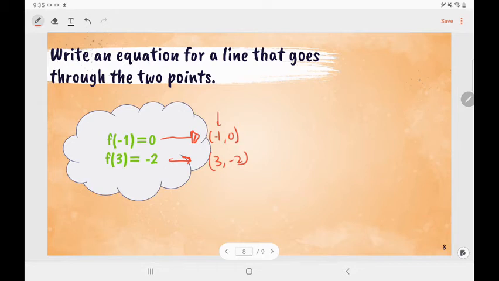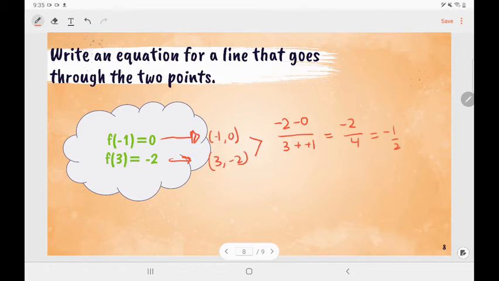Remember, x has to be 0. And neither of these x values are 0, so I don't have my y-intercept. No matter which method I choose first, I need to calculate my slope. So (-2 - 0) divided by (3 - (-1)) equals -2 over 4. So my slope is -1/2.